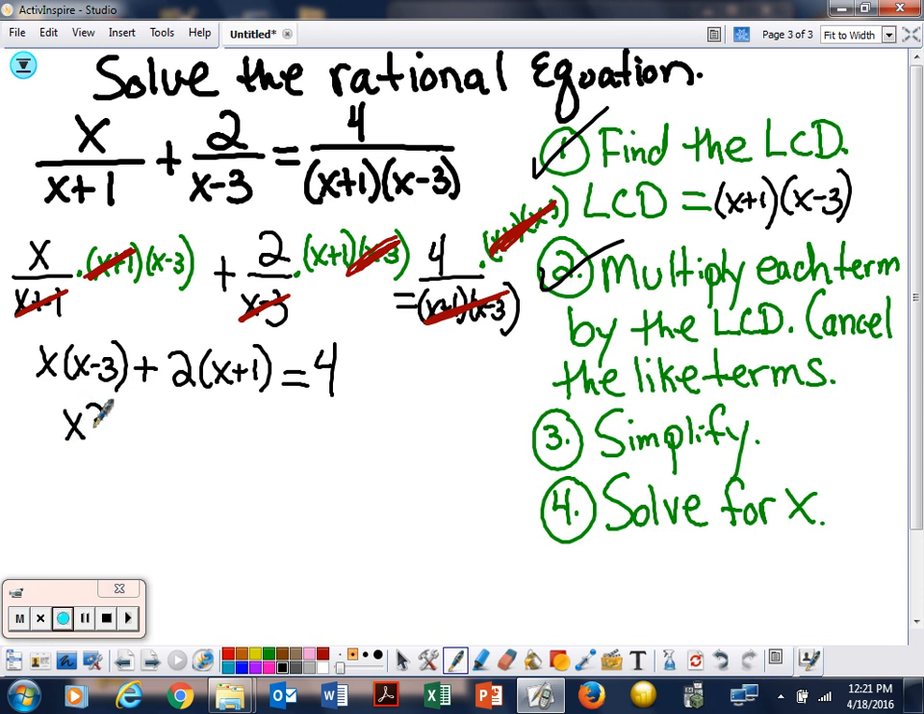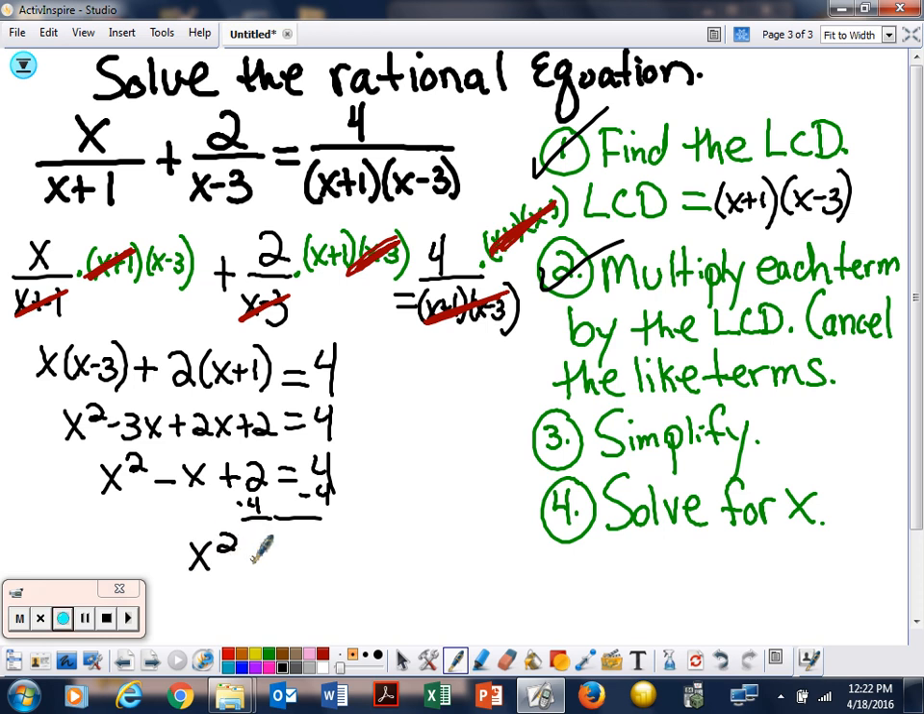All right, so simplify. Distributive property. X squared minus 3x plus 2x plus 2 equals 4. Okay, we're not done simplifying. X squared minus x plus 2 equals 4. So now what we want to do is we want to factor this. Well, no, not quite. We can't quite factor it yet. In order to factor this, remember, it must equal 0. So what we have to do now is take away 4. So we have x squared minus x minus 2 equals 0.